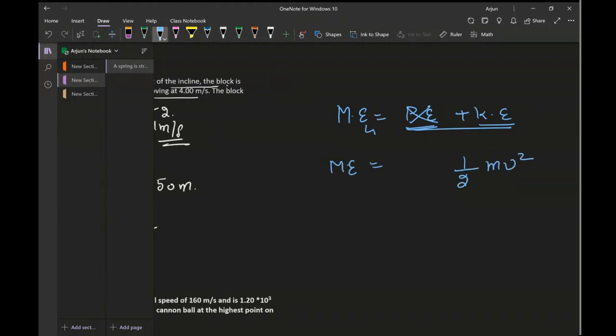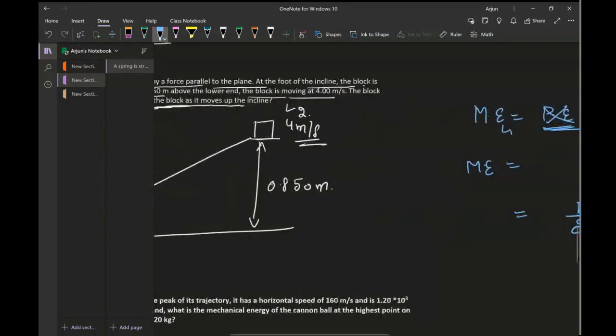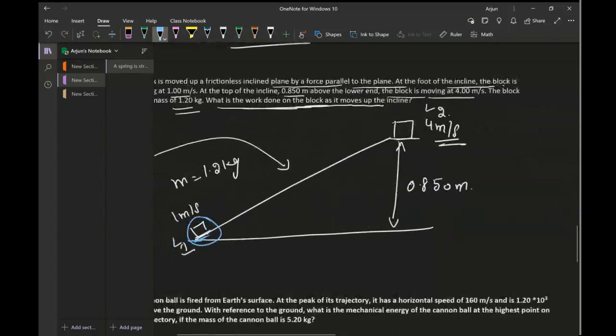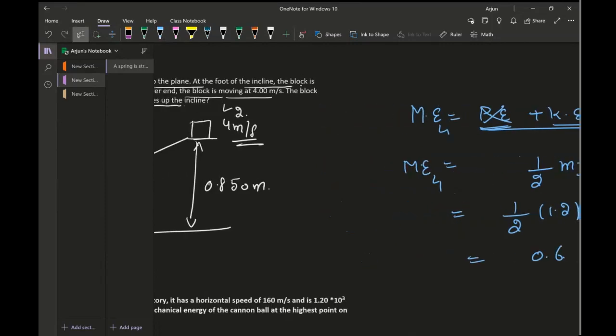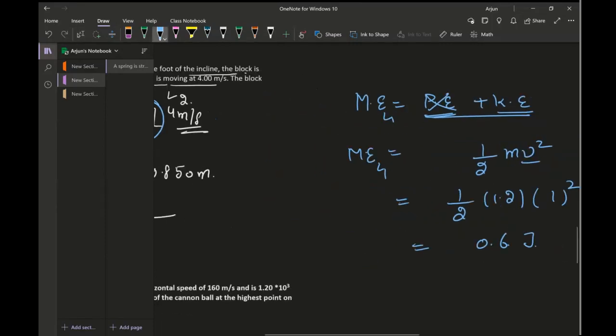So mechanical energy at location 1 will be half times mass, which is 1.2, times v square. It is moving at 1 meter per second, so it will come out to be approximately 0.6. So 0.6 joules is the mechanical energy at location 1. Now I'm going to try and find out the mechanical energy at location 2.